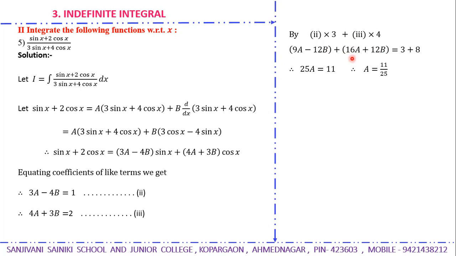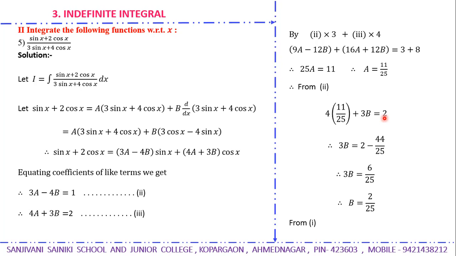After adding, you will get 25A is equal to 11. So A is equal to 11 upon 25. So we will put this value of A in equation 2. So 4 times 11 upon 25 plus 3B is equal to 2. After simplifying, you will get B is equal to 2 upon 25. So now you have the value of A as well as the value of B.